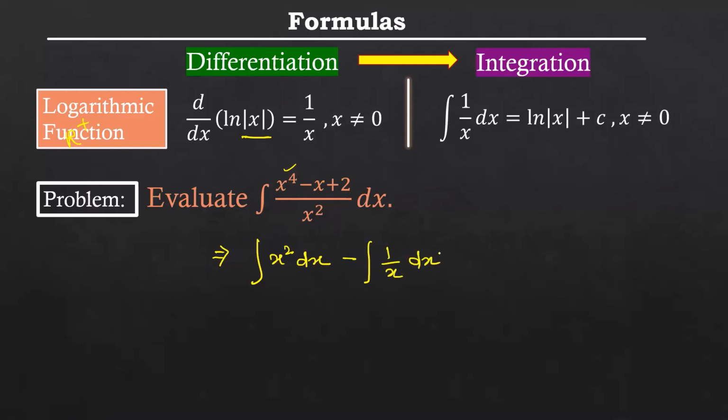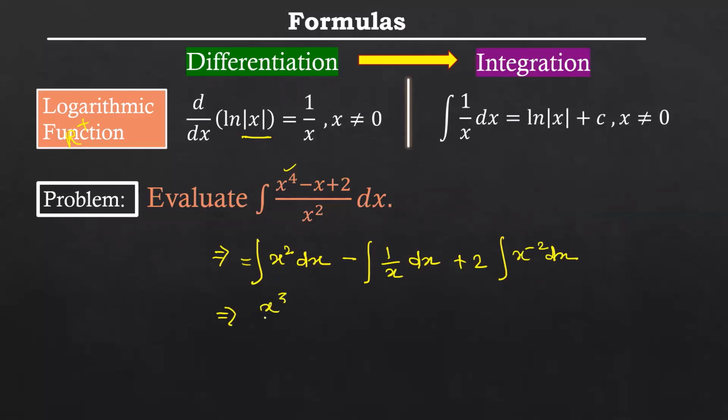And the third term, 2 by x square dx: we take the 2 outside, and the integration has x to the power minus 2. So we take minus 2, x to the power minus 2 dx, and then we calculate that. This 1 by x square is the term we can write as x to the power minus 2, so we put that directly here.